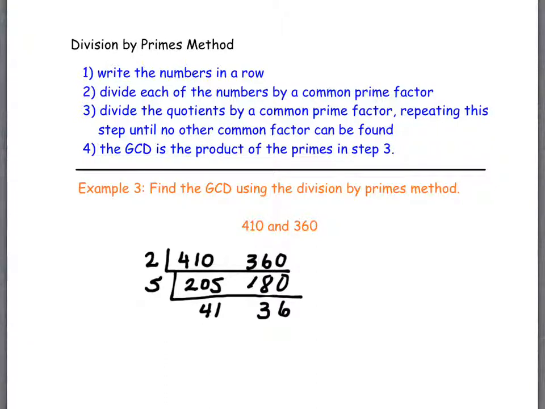Now we look at 41 and 36. And we ask ourselves, are there any prime numbers left that divide both of these? The answer is actually no, and it's pretty quick to answer no because 41's prime. If there were, we'd just do this again. We'd do the same bar underneath again, and we'd keep going. If we've got numbers at the end that are relatively prime, which these now are, then we stop, and these two numbers here on the sides, 2 times 5, is the greatest common divisor. So it's 10.